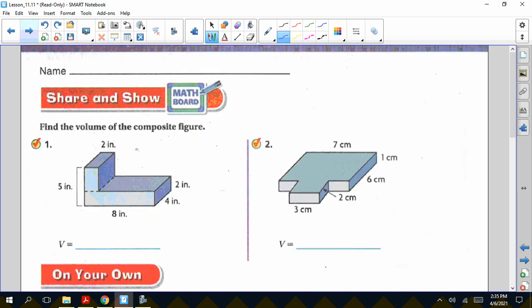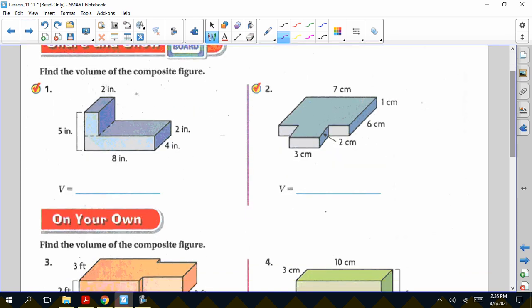On to the next page. They already have this first figure here cut for us. So we're going to go ahead and continue with that cut. It's cut off right here. So we know right away that we're not going to be able to use 5 in our calculations. Now 5 is going to help us maybe figure out the height of some of those figures, but we're not going to do any multiplying by 5 because that line is cut.